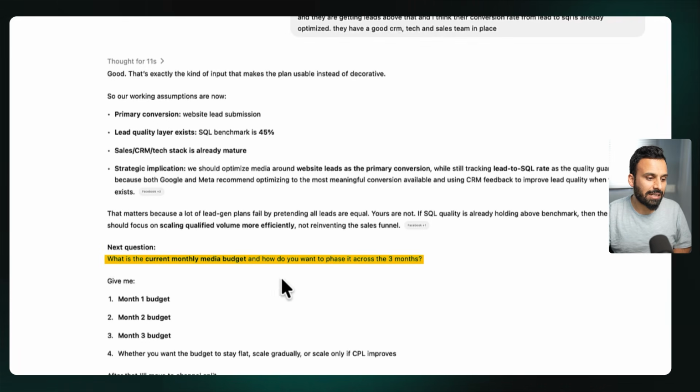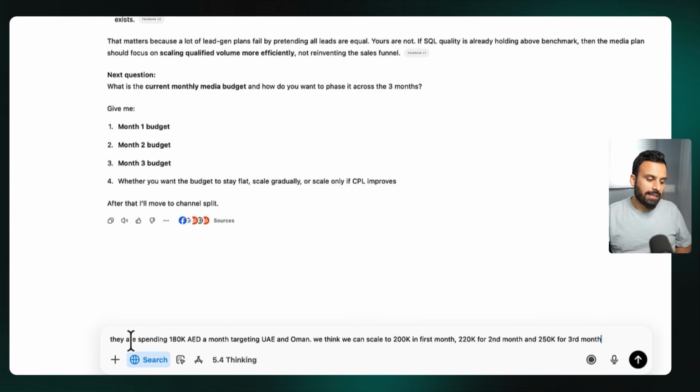Next question: what is the current monthly budget and how do you want to phase it across 3 months, month 1, month 2, month 3? Okay, they are spending 180k AED a month targeting UAE and Oman. We think we can scale it up to 200k in the first month and eventually 250k in the third month.